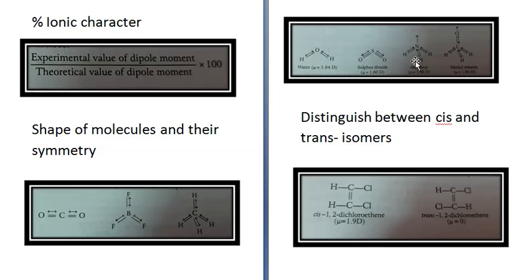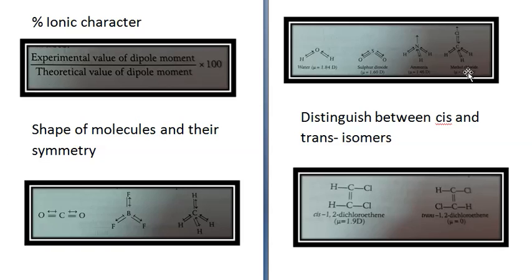Similarly, in the case of ammonia, NH3, it has a pyramidal structure because along with these 3 bonds, there is also a lone pair of electrons present on nitrogen, which is not taking part in bond formation. And CH3Cl, methyl chloride, has a dipole moment of 1.86 D.